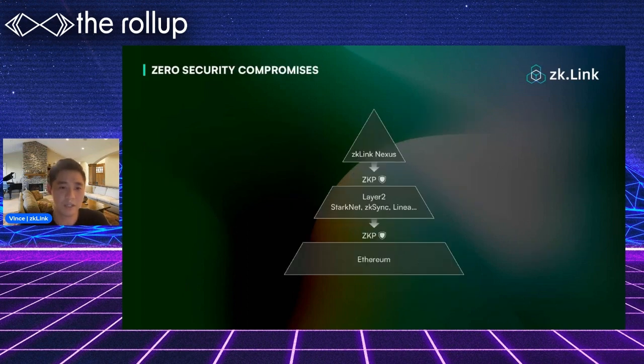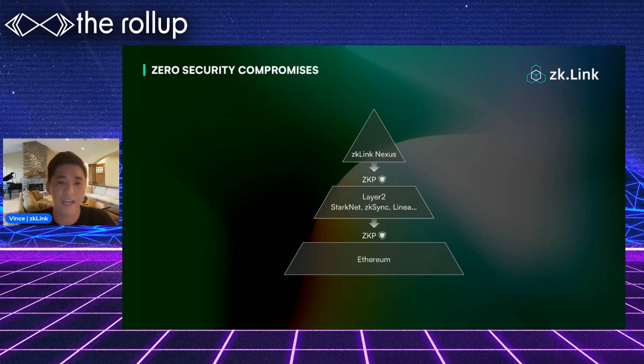And this is the simple graphic that shows the security inheritance of any layer 3, including zkLink and Nexus. So the layer 3 inherits the security of the layer 2s through zero-knowledge proofs, and then the zk-Rollup layer 2s inherit the security of layer 1, which is Ethereum, with the zk-Rollup zero-knowledge proof. And through this, the layer 3s also indirectly inherit the Ethereum security. So you can almost say that layer 3s are as secure as Ethereum.